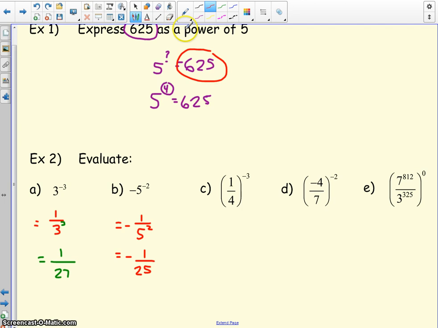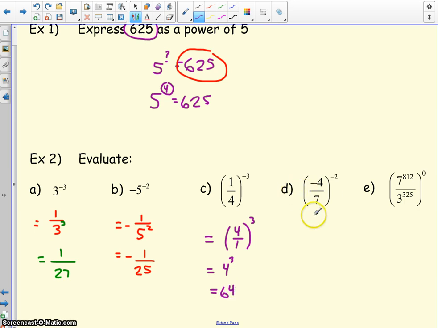Okay. For C, we have a fraction here, so to deal with a negative exponent, we're first going to take the reciprocal of that base. So now we're going to get 4 over 1 instead of 1 over 4. So this will now be a positive exponent. Okay, 4 over 1 obviously reduces down to 4, so this becomes 4 to the exponent 3, which is 64.